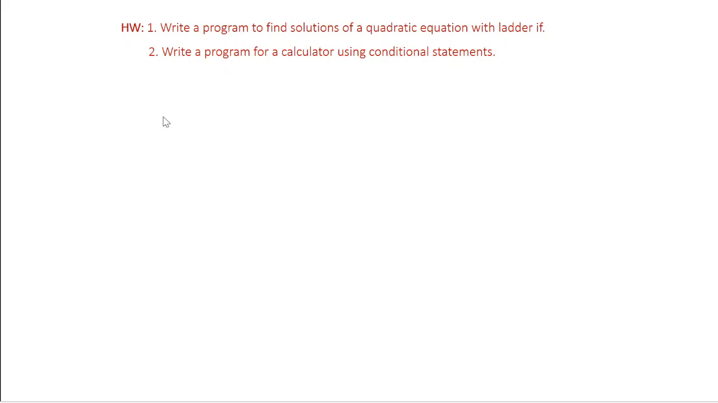You can do a couple of assignment programs so that the concept becomes clear. Write a program to find solutions of a quadratic equation with ladder if. We have done that program using nested if; the same program you can do using ladder if. Another program: write a Python program for a calculator using conditional statements. You need not program a complex calculator. You just need to perform four operations. Given two numbers, you need to perform addition, subtraction, multiplication, division.